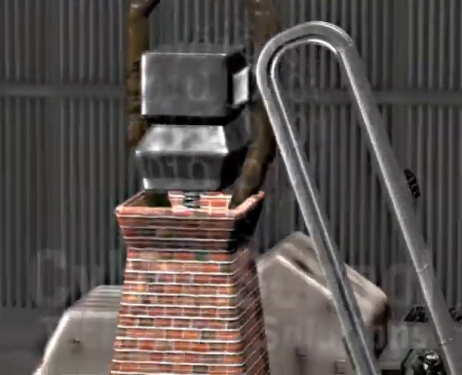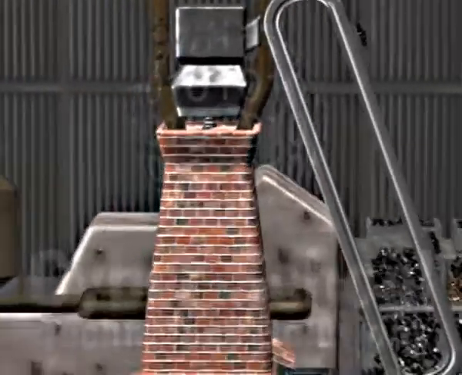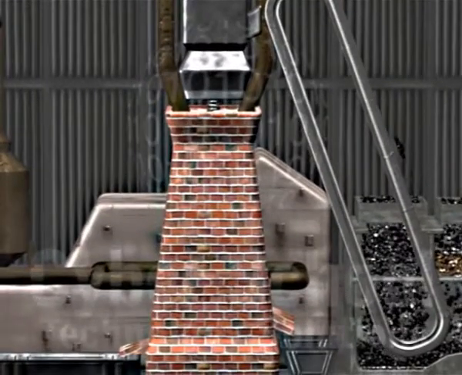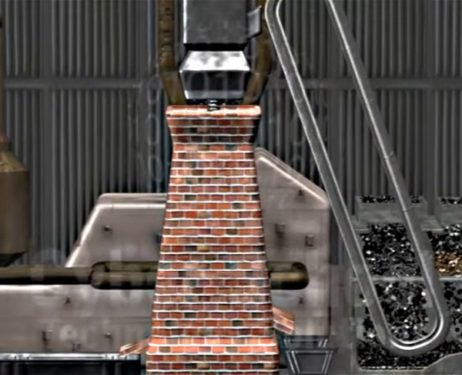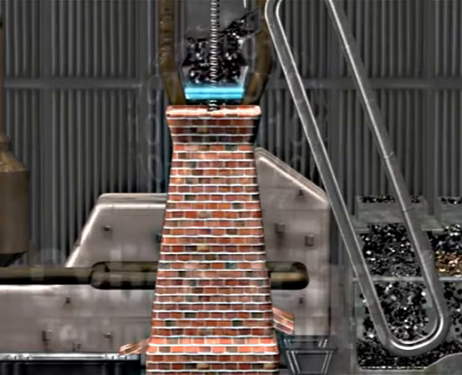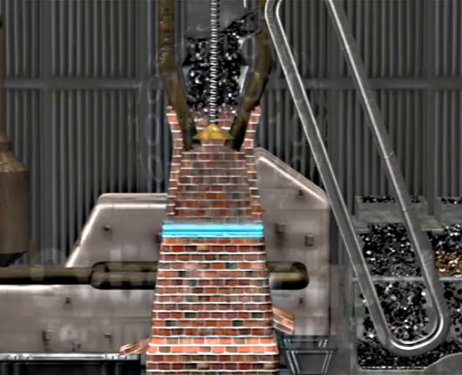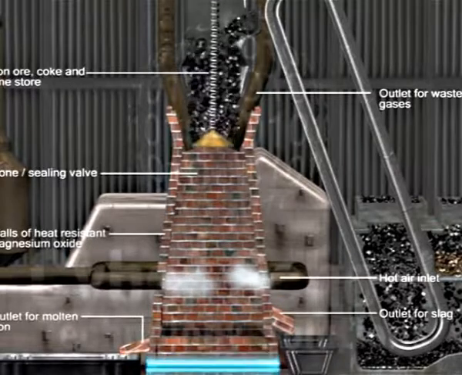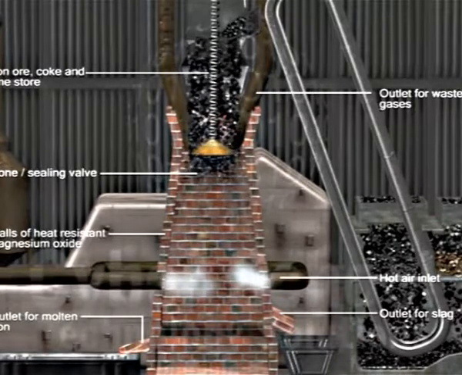The temperature in this section is the highest, at 1900 degrees Celsius. In the middle section, limestone decomposes to calcium oxide and carbon dioxide, and the temperature drops to about 1000 degrees Celsius. Calcium oxide acts as a flux and forms slag.